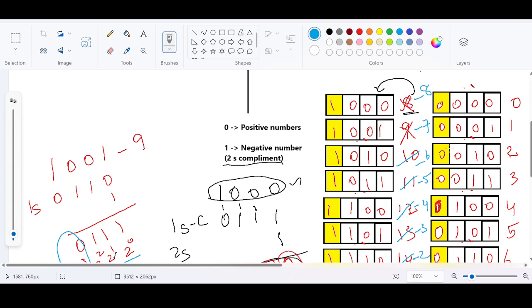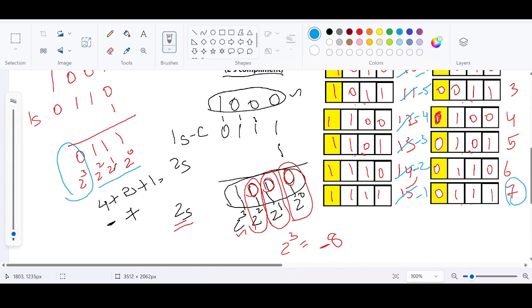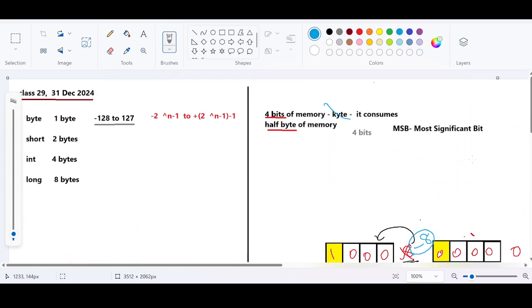If you observe, the least number that you can save is minus 8. The highest number that you can save is positive 7. I can conclude that the name of our data type is what? Kite. The name of our data type is kite. Our kite data type is going to store numbers ranging from minus 8 to positive 7. Okay, now there is a pattern created. You are using 4 bits of memory.